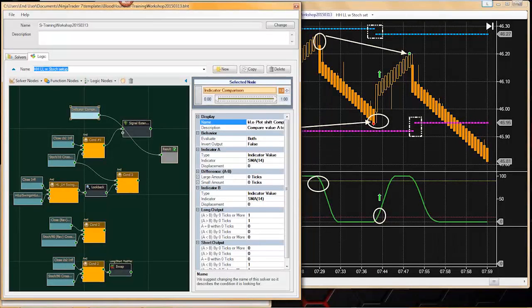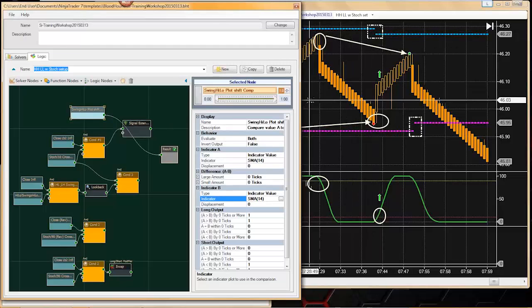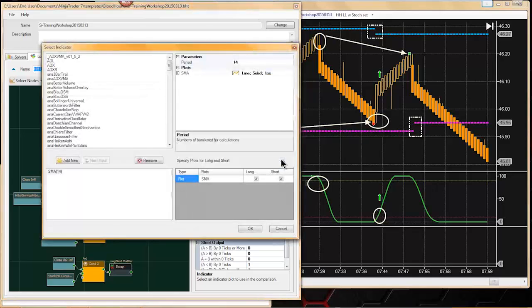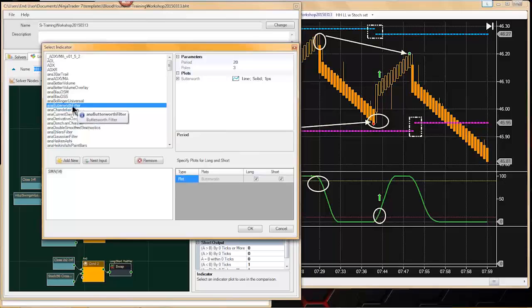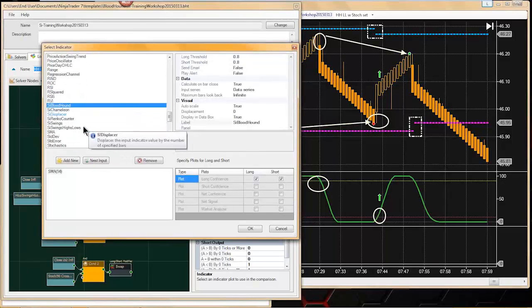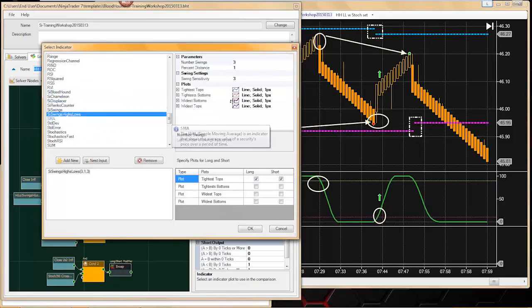All right. So essentially, we're going to be looking for a plot shift. So indicator A, right? Both indicator A and indicator B are both going to be set to the swing high low, so let me get those set up here. And remember to set the indicator settings correctly. So we're using a sensitivity of 7.